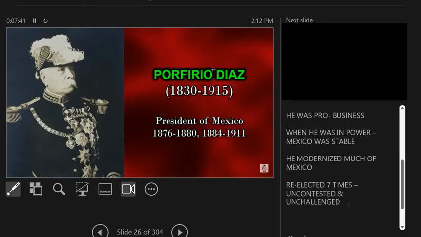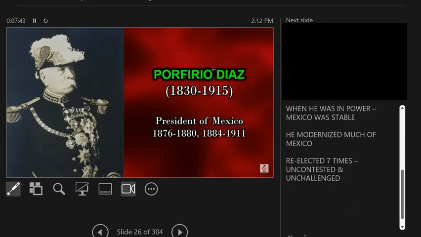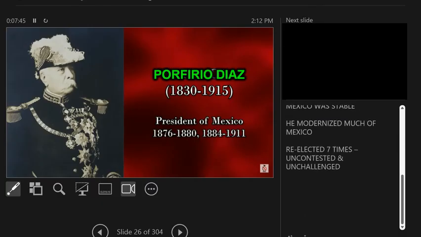Also, when he was in power, Mexico was relatively stable. He modernized much of Mexico, and he was reelected 7 times. However, many of those times were uncontested and unchallenged. Does that not sound suspicious to you?